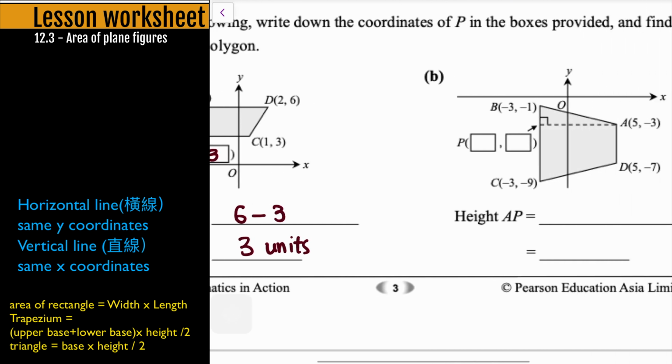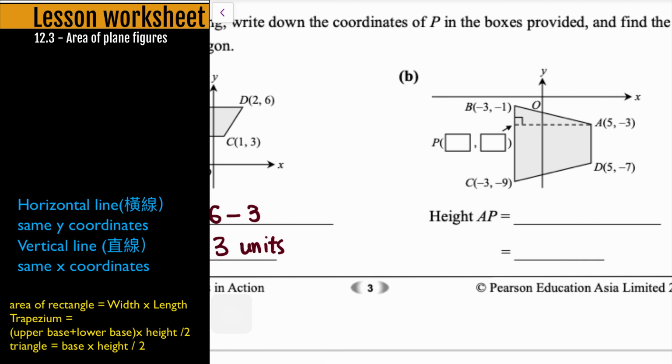For this one, this time again, pause here and then play once you finish. So this one P, the x coordinate will be -3, and the y coordinate will also be -3. So AP will be 5 minus -3, which is 8 units.